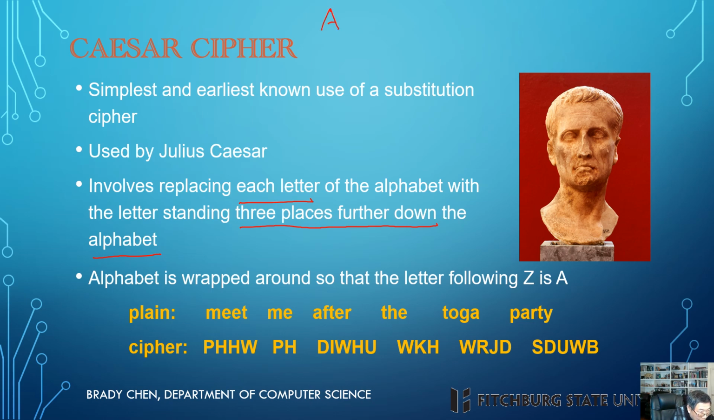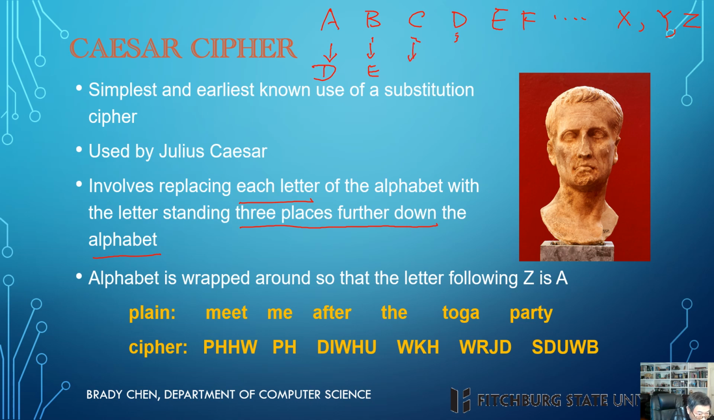Let's say we have the alphabet like A, B, C, D, E, F, all the way to X, Y, Z, right? So now we're going to replace A. If the A is in the plain text, we're going to replace the A with the letter standing 3 places further down, which is D, right? 1, 2, 3. Okay, so A will be mapped to D. Now B will be mapped to E.